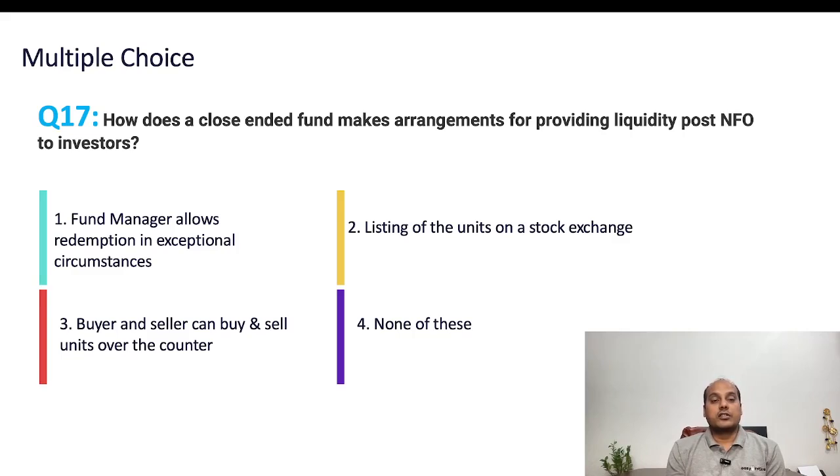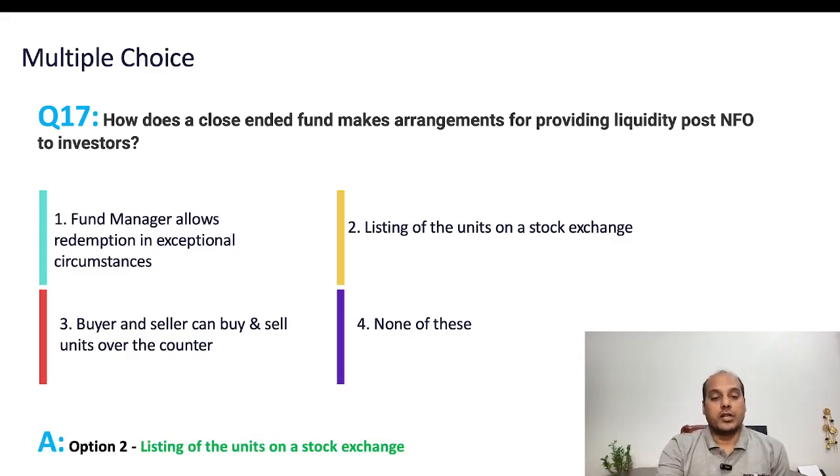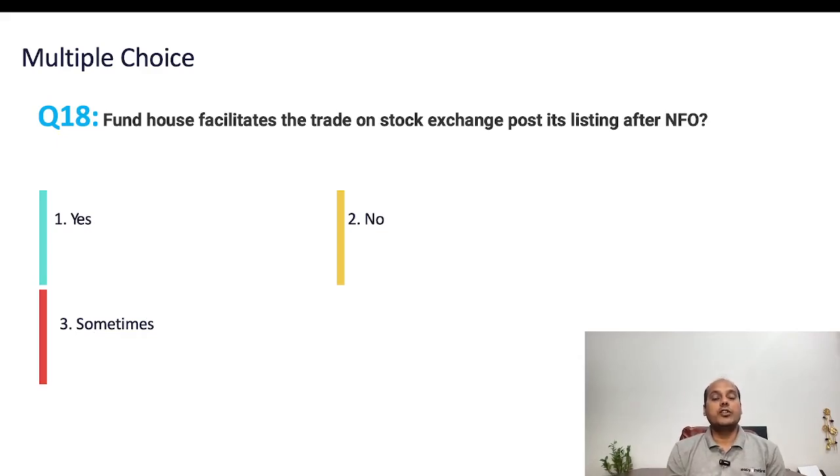It will not be the same as NAV. The price will most of the time be discounted when the liquidity is low. But this is one of the ways how closed-ended funds make arrangement for providing liquidity. Option 2 is the correct option here. Fund house facilitates the trade on stock exchange post its listing after NFO. Yes, no, sometimes. No. Fund house does not do that.